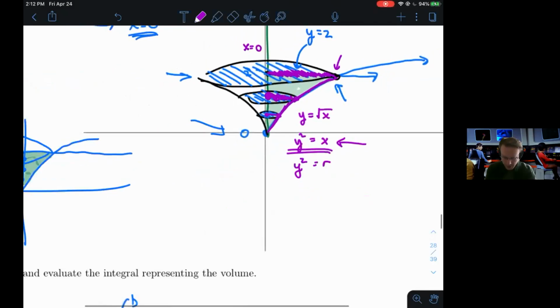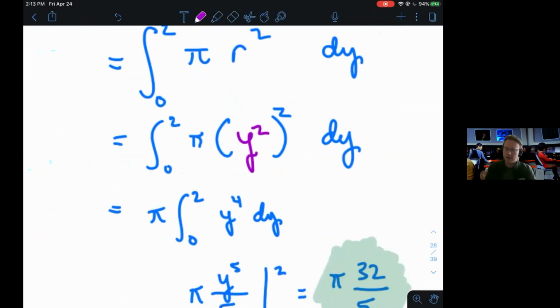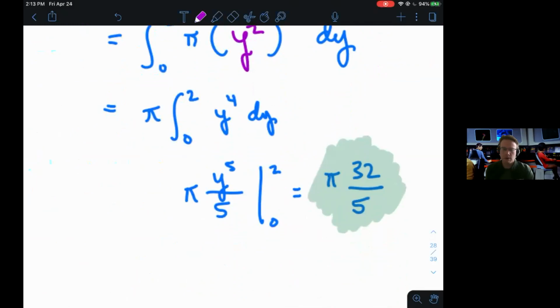So we go ahead and we plug this in. So instead of r, I get y squared. Of course, when you take powers and you raise them to more powers, they multiply. So that's why I get y to the 4th. Then we can go ahead and integrate and plug in 0, and we get our final answer, 32 pi over 5.